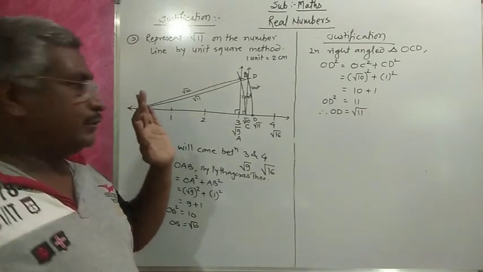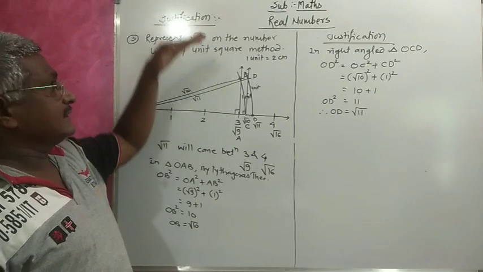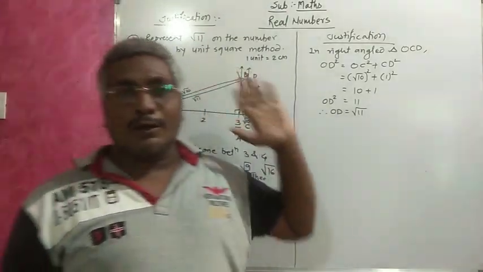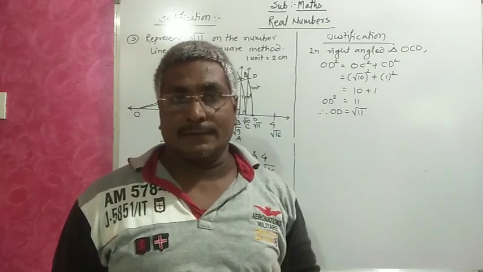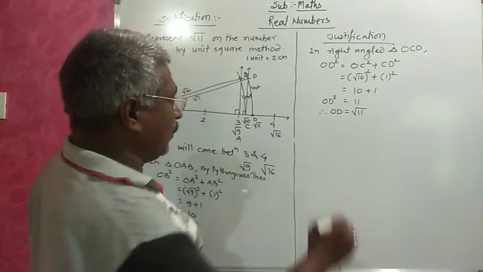Hope you understand, students. So this is the representation of an irrational number on the number line by the unit square method. Hope you understand, students. So homework is there.